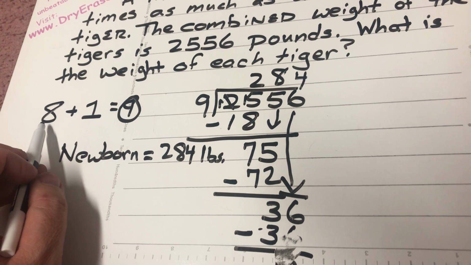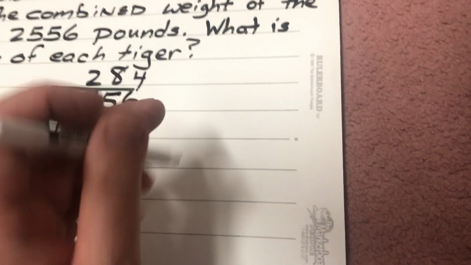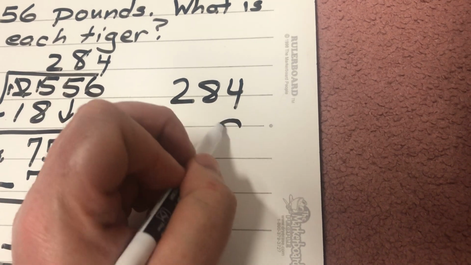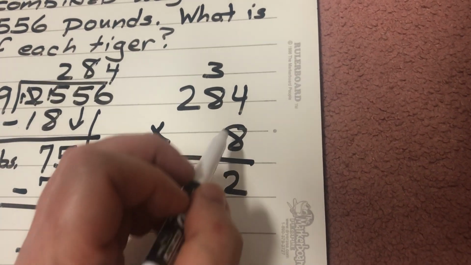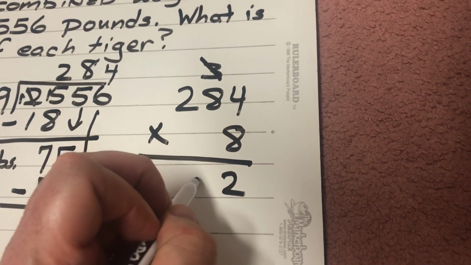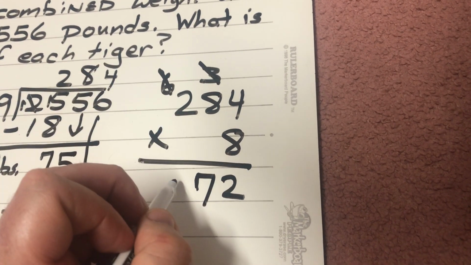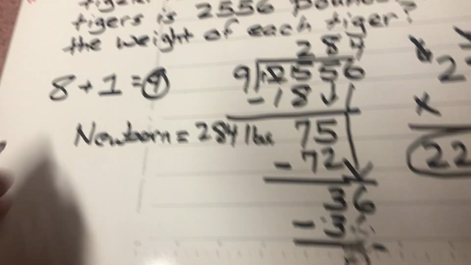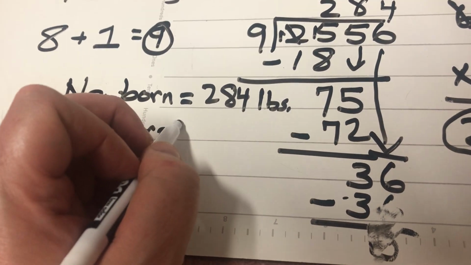Well, I know that the mother tiger is 8 times as much as the newborn. If the newborn is 284, then to figure out the weight of the mother tiger, I've got to do 284 times 8. 8 times 4 is 32. Put the 2 down. Carry the 3. 8 times 8 is 64. Plus the 3 is 67. Put the 7 down. Carry the 6. 8 times 2 is 16. Plus the 6 is 22. I get 2,272. The mother equals 2,272 pounds.